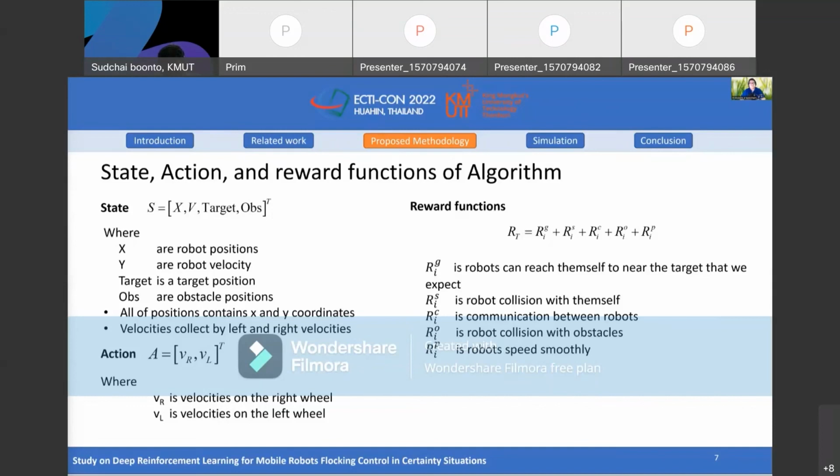And the reward function in this work has 5 main points. The first is that the robot can reach near the target as we expect. The second is that if robots collide with themselves, we will penalize them. The next is communication between robots. The fourth is robot collision with obstacles, and the last is smooth robot speed.